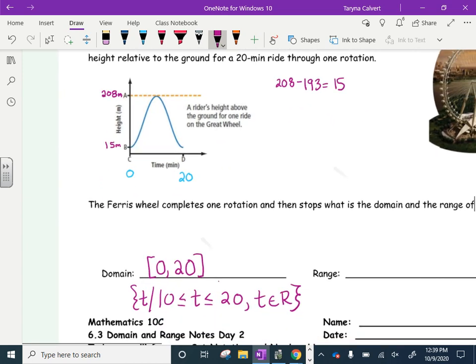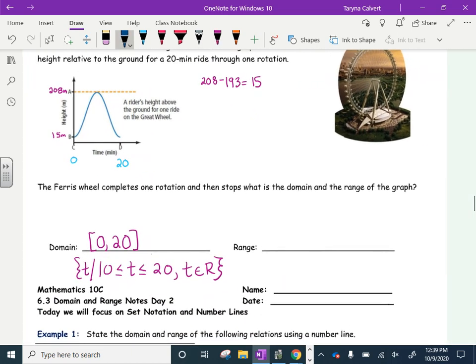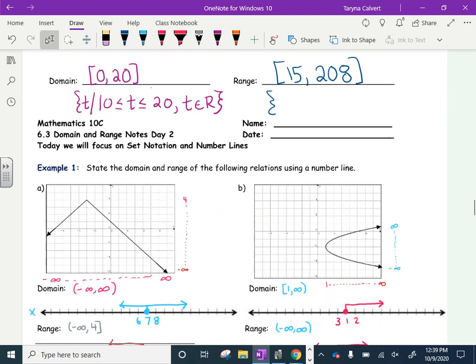So there would be my lovely range, from 15 to 208. And then if you write your other notation, I changed my variables, not that you needed to. So for range, it's distance. So distance such that my distance is greater than or equal to 15, but less than or equal to 208.